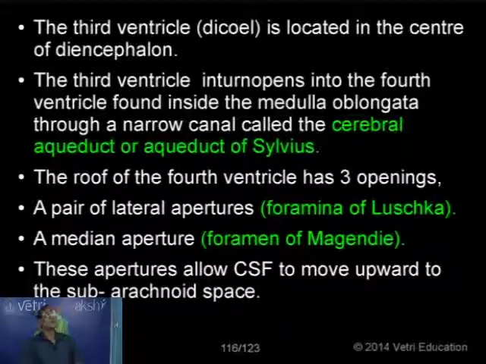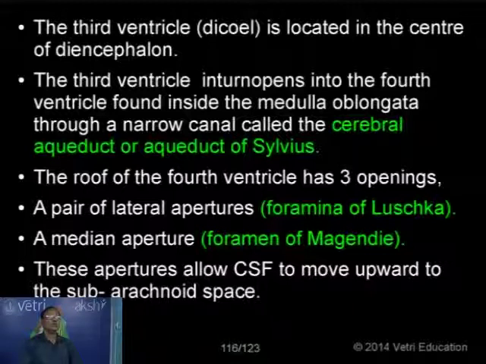Now the roof of the fourth ventricle has three openings. Two of them are lateral openings, and one is median. The pair of lateral apertures are called the foramina of Luschka, and the median aperture is called the foramen of Magendie.